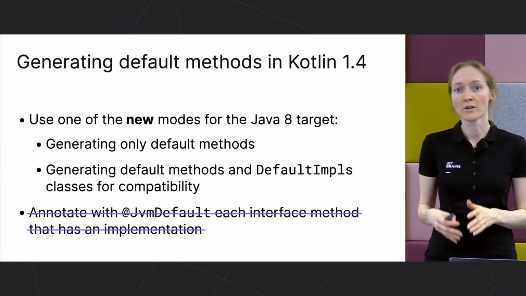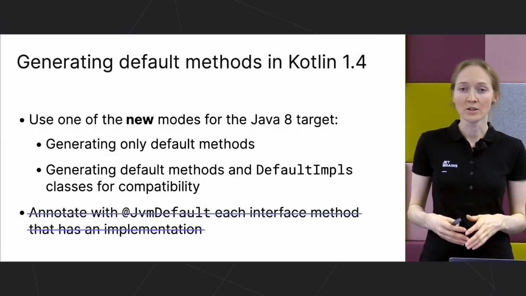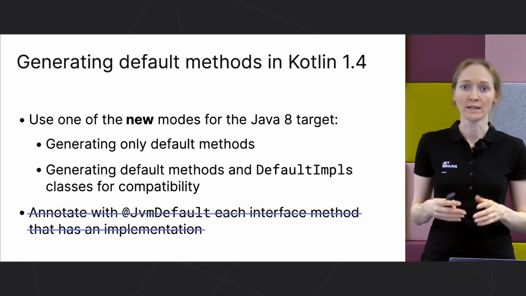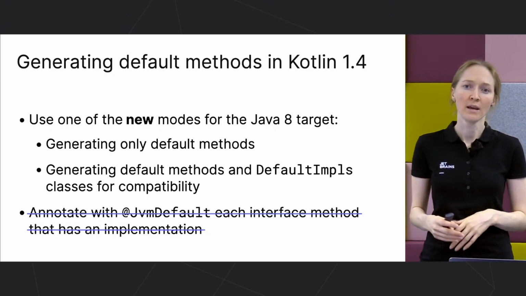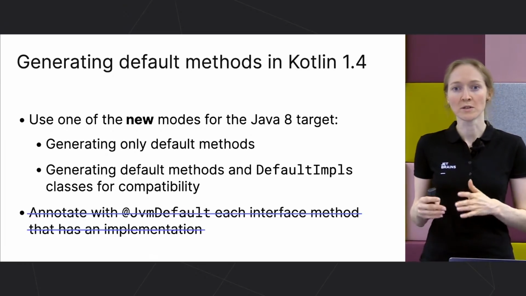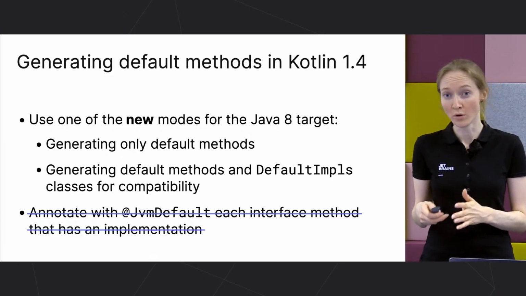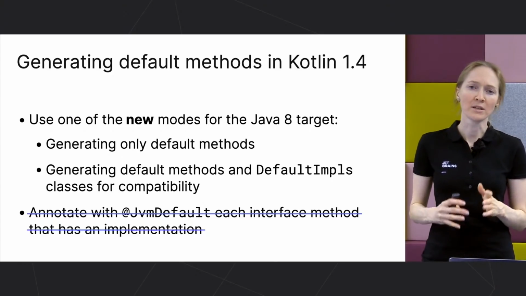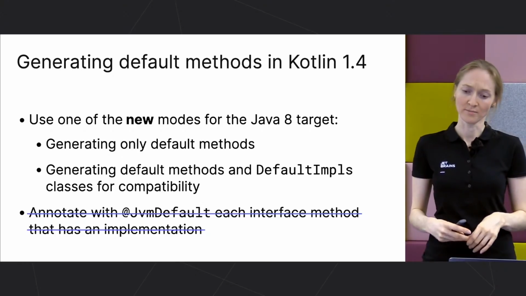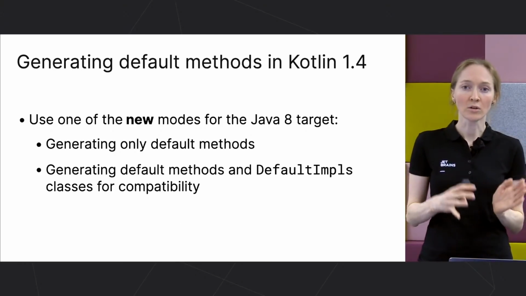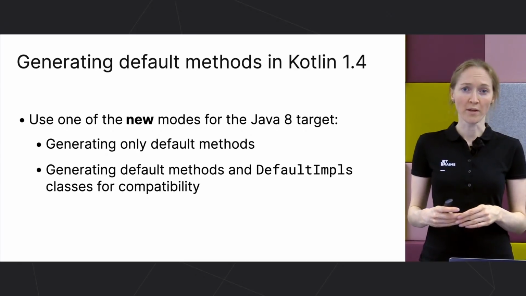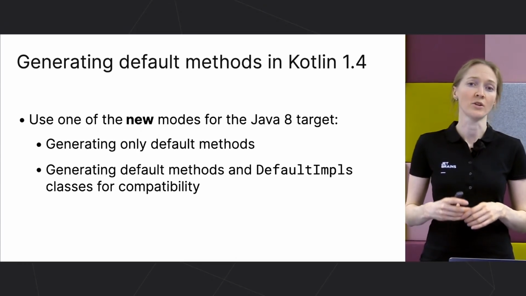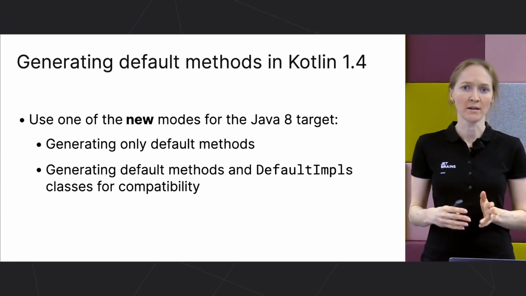Now we are changing this approach a bit, and we don't require you to annotate each method with the annotation, because it's kind of verbose. You need only to specify one of the two modes when you compile the code, but no additional annotation is needed. In Kotlin 1.4, there are two new modes for generating default methods in interfaces for the JVM 8 target. The old ones are deprecated.